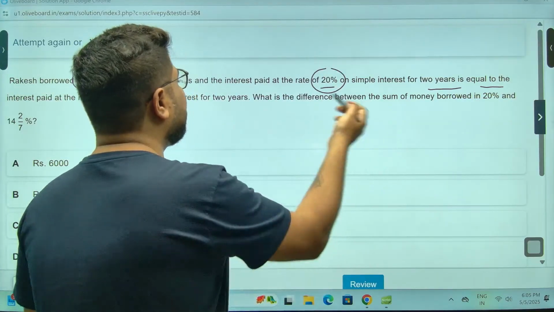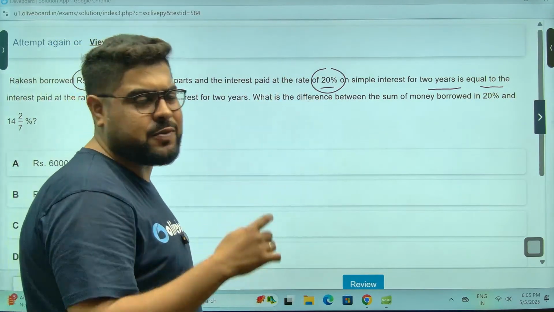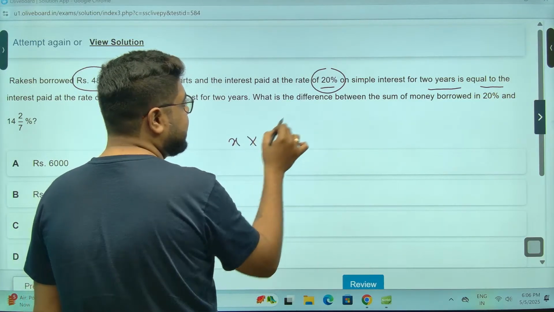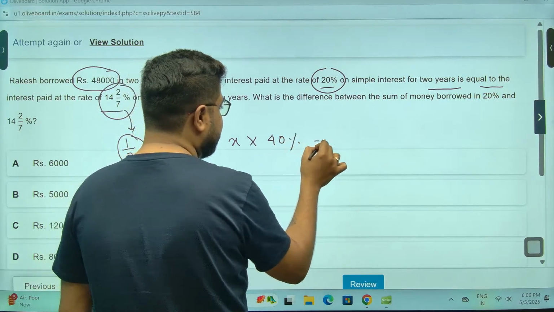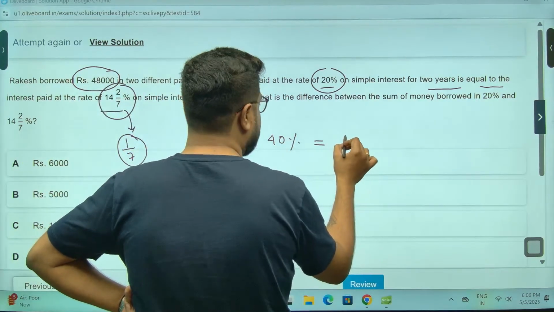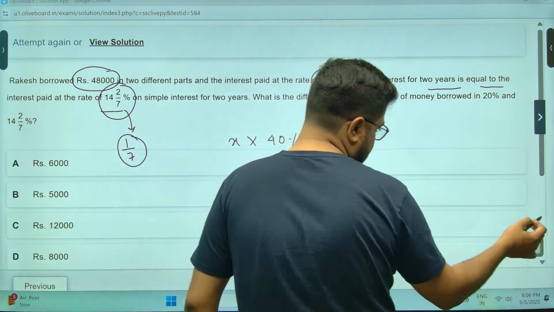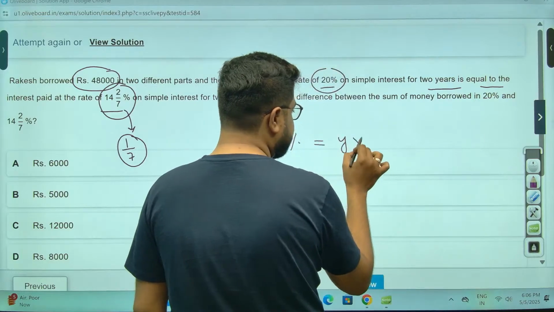But sir, since it is equal, let's do it the normal way, because in allegation we again have to take the average to figure things out. So X rupees at 20%. 20% for 2 years means 40%. It is equal to the interest on the other part, and the total is 48,000 rupees. I don't know the other part, that is Y. Y rupees is the other part.